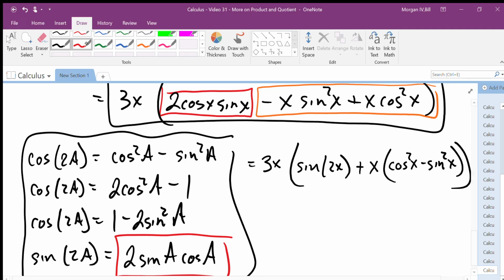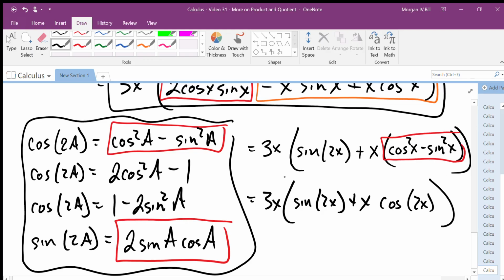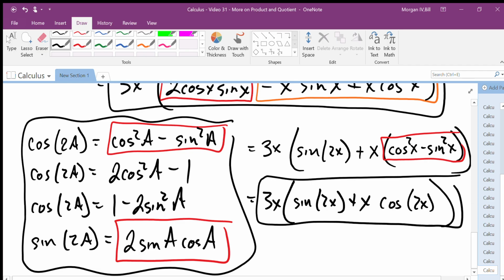And we see that right over here, this cosine squared of A minus sine squared of A is the cosine of 2A. And we get this, 3x sine 2x plus x cosine 2x, which some might argue is more simplified.